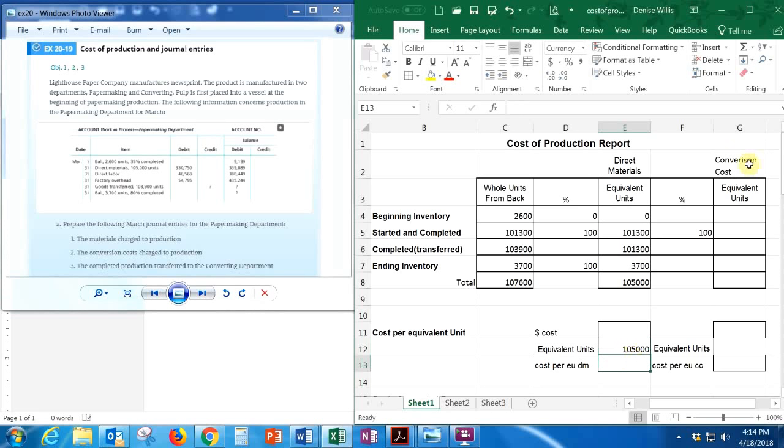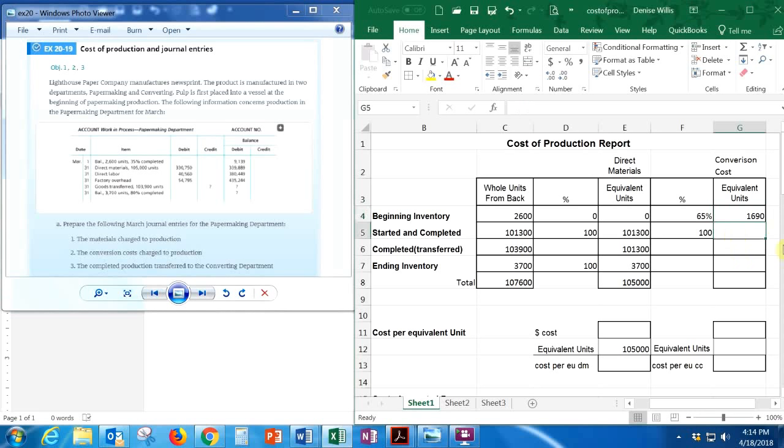Now let's focus on conversion costs. Remember, this is our labor and overhead. These 2,600 units came to us, as it says, 35% complete. Okay, so what do we have to do this period to finish them? We have to do 65%. Okay, so to complete our equivalent units, we are going to take the 2600 and multiply it times 65%. We need 1690 equivalent units of conversion to complete our beginning inventory.